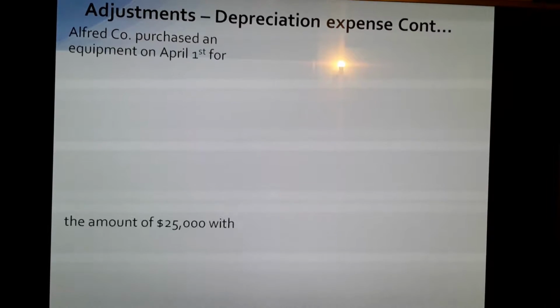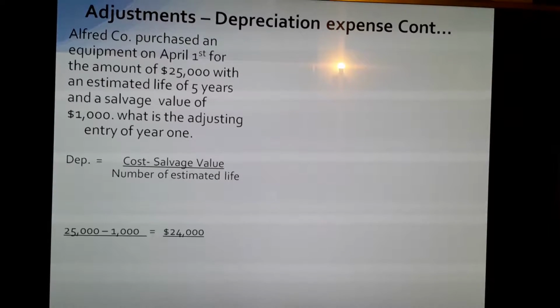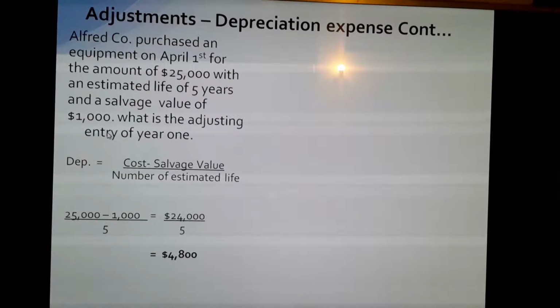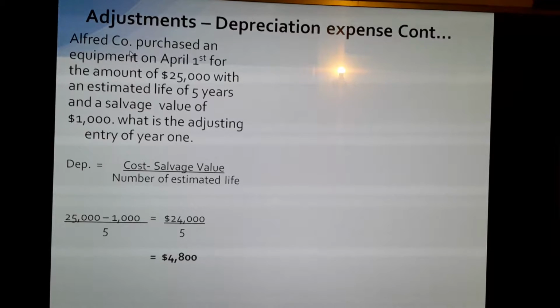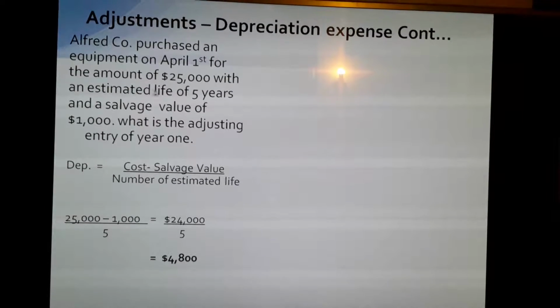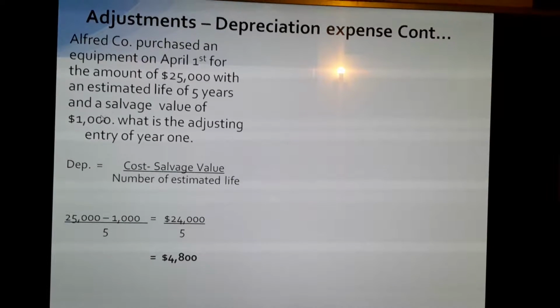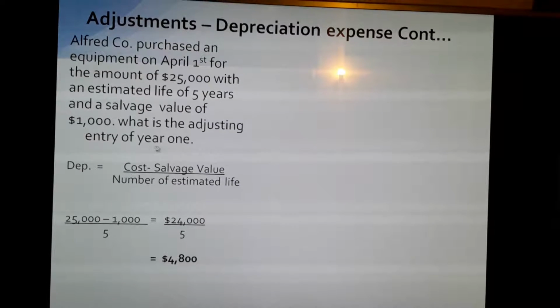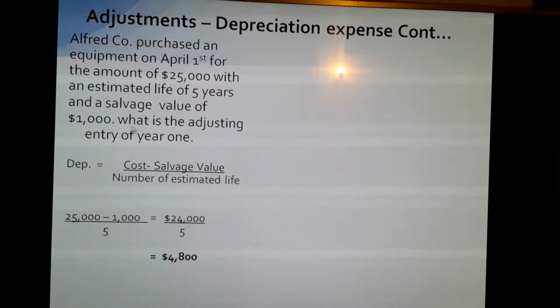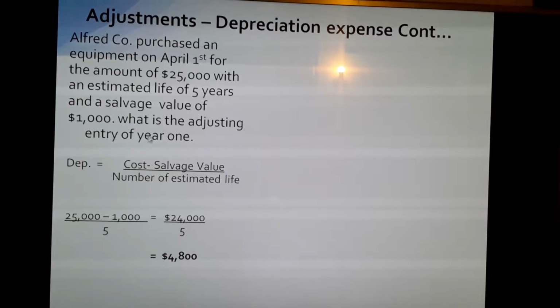Okay, so we have this example here. Let's see how we handle this. The Alfred company purchased an equipment on April 1st for the amount of 25,000 with an estimated life of 5 years and a salvage value of $1,000. What is the adjusting entry for the year? Remember, this asset was purchased when? April 1st. And the entry we are supposed to make is December 31st.